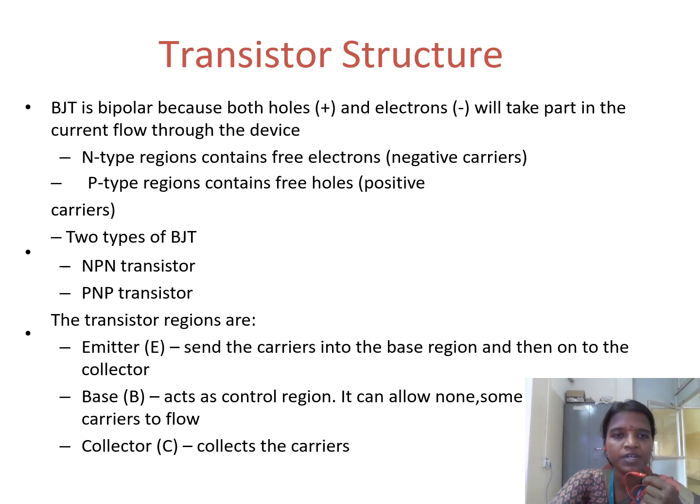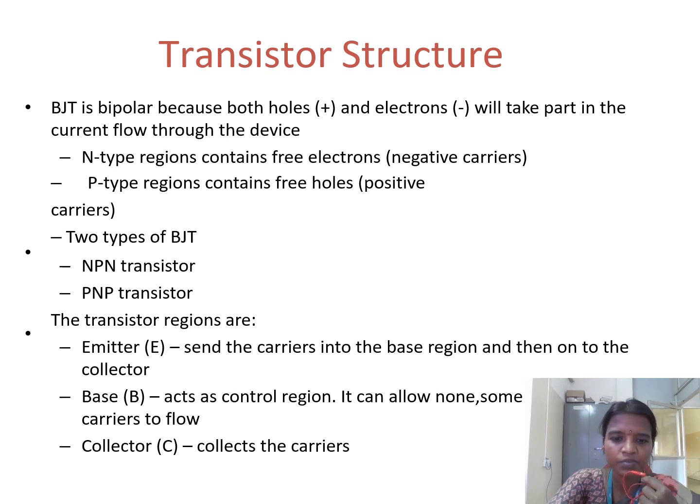The emitter terminal is a heavily doped region. We are already familiar that heavily doped means the majority carrier concentration is very high in your emitter terminal. Compared to your emitter terminal, your collector terminal is a moderately doped region. In this moderately doped region, the width of the depletion region is very high compared to your emitter terminal. So this is called your collector.